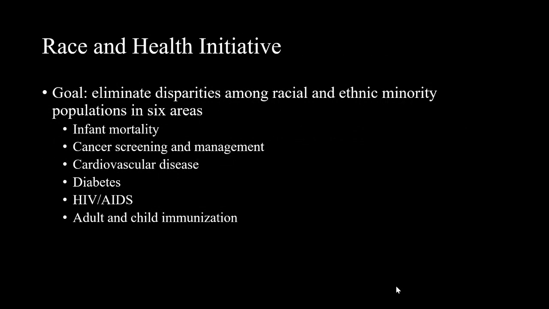So as a result, there has been a race and health initiative, and the goal is to eliminate disparities amongst racial and ethnic minority populations in 6 of the following areas: infant mortality, cancer screening and management, cardiovascular disease, diabetes, HIV/AIDS, and adult and child immunizations.